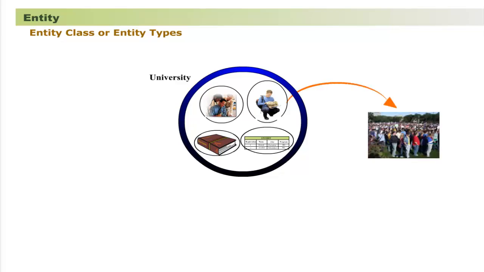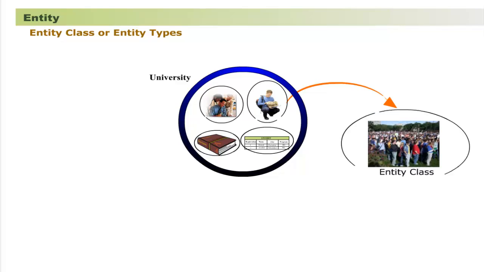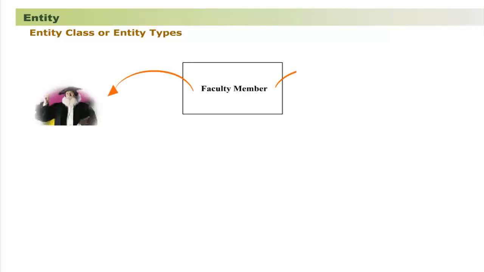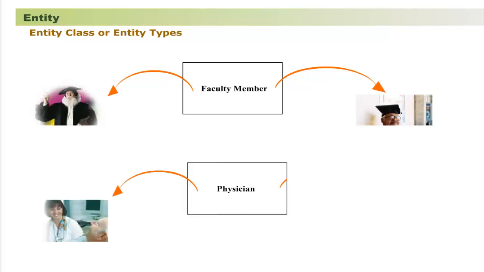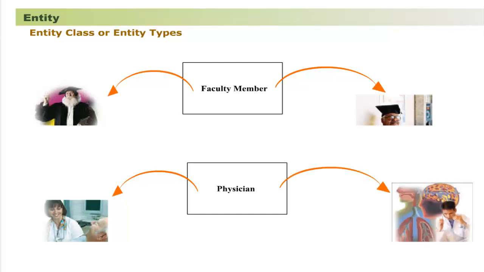The large number of entities is very difficult to manage. Therefore, such large number of entities is always grouped, which is called an entity class. Every entity always belongs to an entity class. An entity may belong to more than one entity class. For example, a faculty member belongs to employee class as an employee, as well as may belong to a student class if registered for PhD degree program. Similarly, a physician in a hospital belongs to physician class as a physician, as well as may belong to patient class if hospitalized.